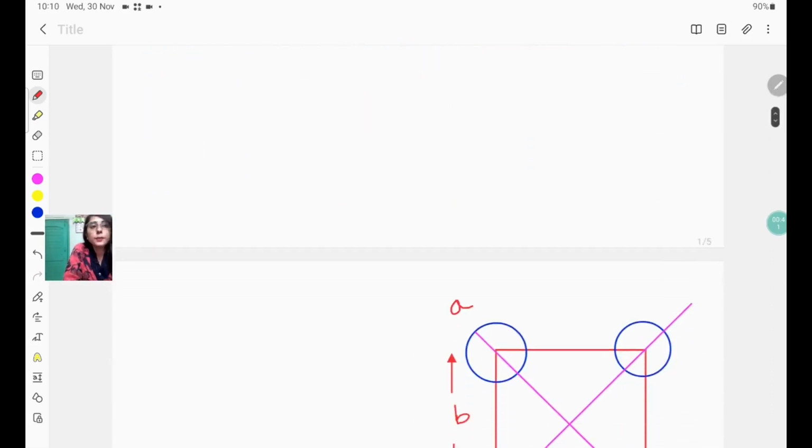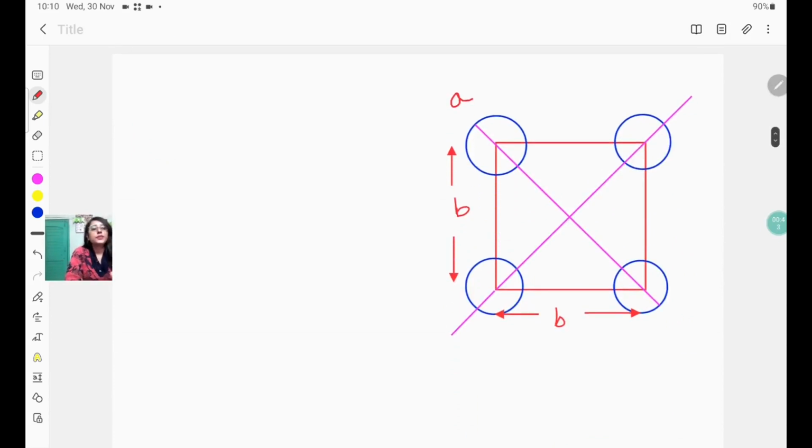So let us draw the picture first. This one is the picture. This square has a side B, and all these 4 spheres situated at the 4 corners of the square are of radius small a, and each of them has a mass of small m.